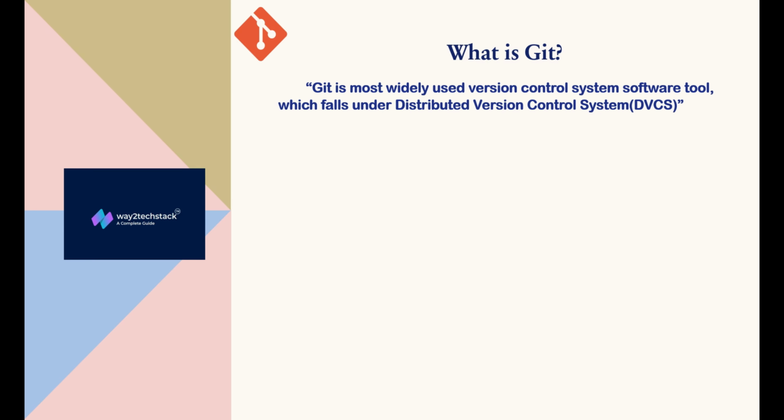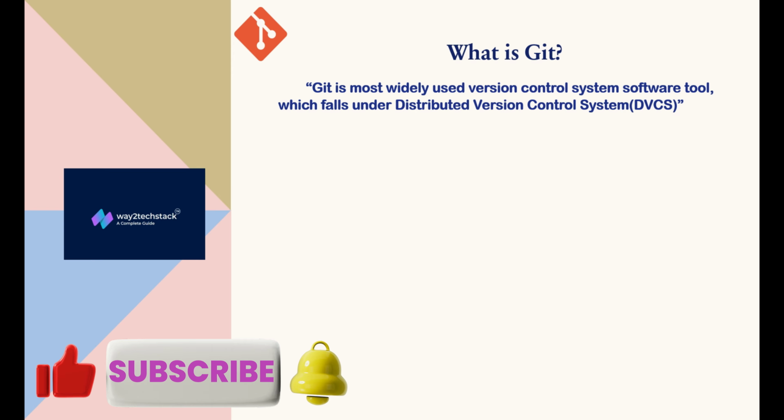In the previous session, we discussed the basic difference between CVCS and DVCS. Today, let us talk about why we have to go for Git, which falls under Distributed Version Control System. As part of that, there is a simple definition. Git is the most widely used version control system software tool, which falls under Distributed Version Control System.